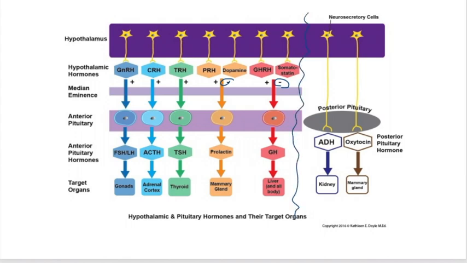We have direct neurosecretory. We do not have hypothalamic involvement. It goes right into the posterior pituitary, and that would be under more neuronal control. We get antidiuretic hormone, which goes to the kidney. We have oxytocin, which also goes to the mammary gland in addition to other places.